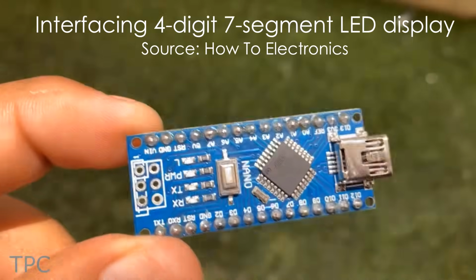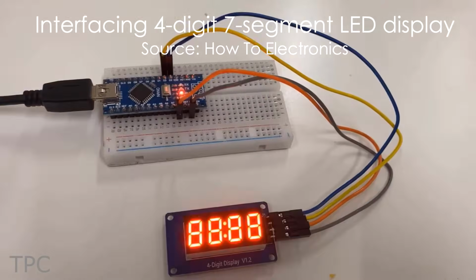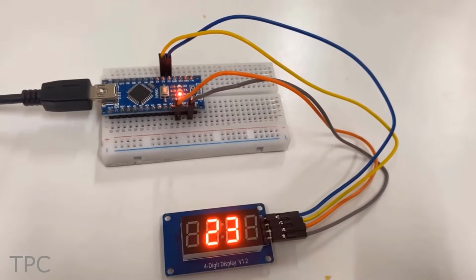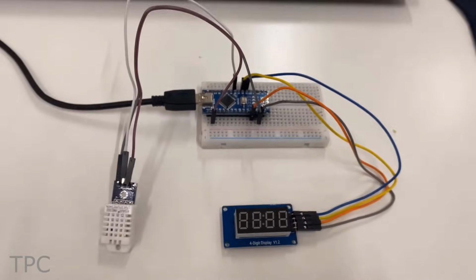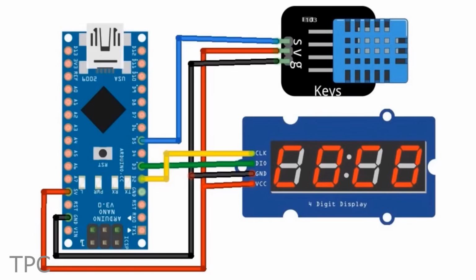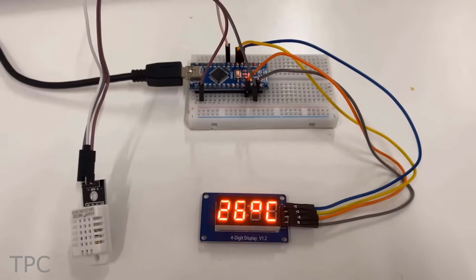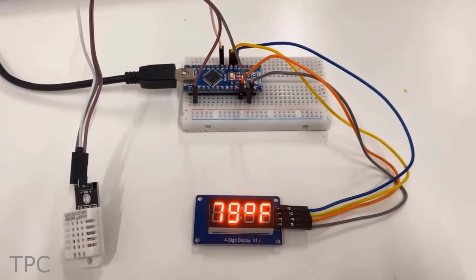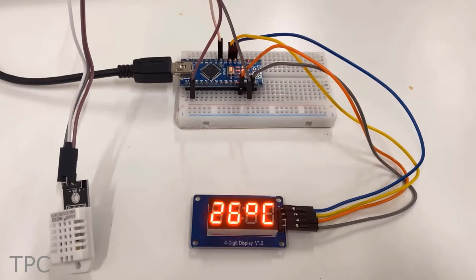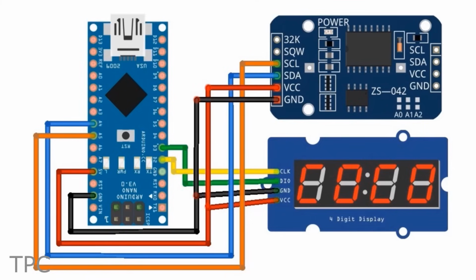Number 1. To use a 7-segment display with Arduino, connect the display to the digital pins 2 and 3 of Arduino. To display temperature and humidity data, connect the data pin to the digital pin 5 of the Arduino. The temperature is displayed in degrees Celsius and Fahrenheit. If you want to display the date and time, connect the RTC module to the I2C pin of Arduino.